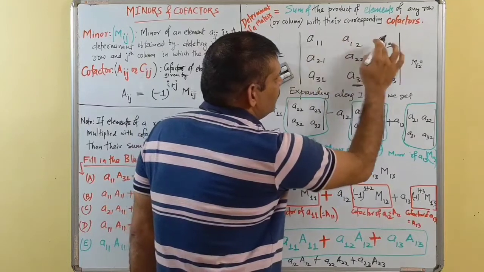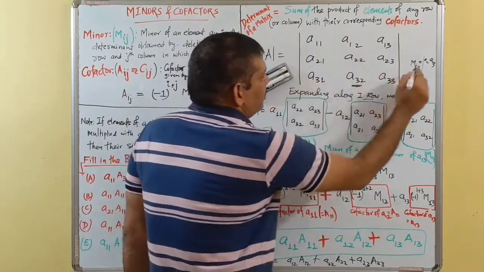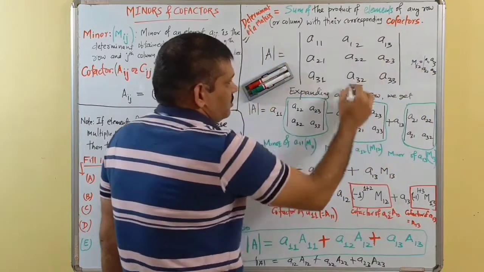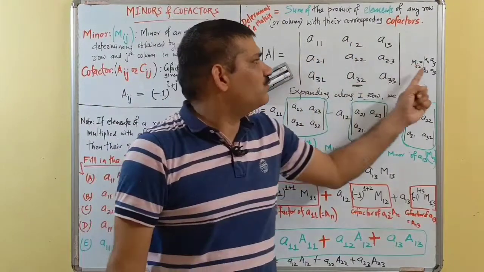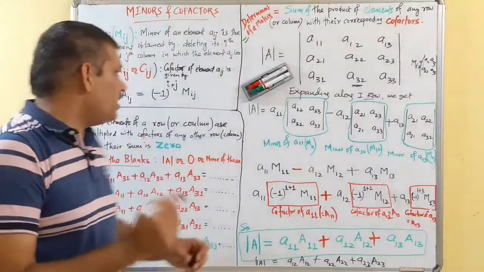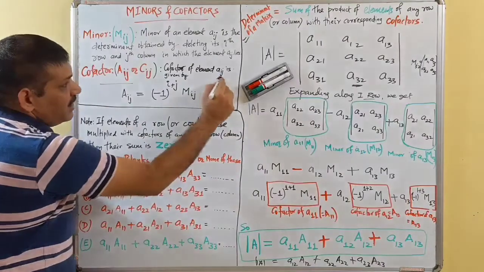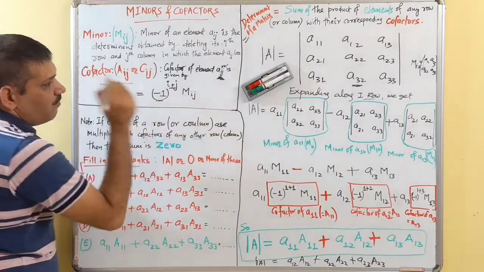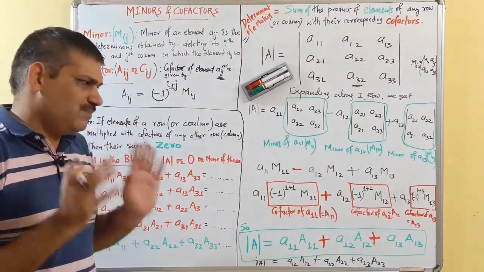This determinant, A11, A13, A21, A23, with the row and column deleted, the remaining entries form the determinant that is known as the minor. And if I multiply this minor of Aij by minus 1 raised to the power i plus j, then it is its cofactor. It is a very simple term.